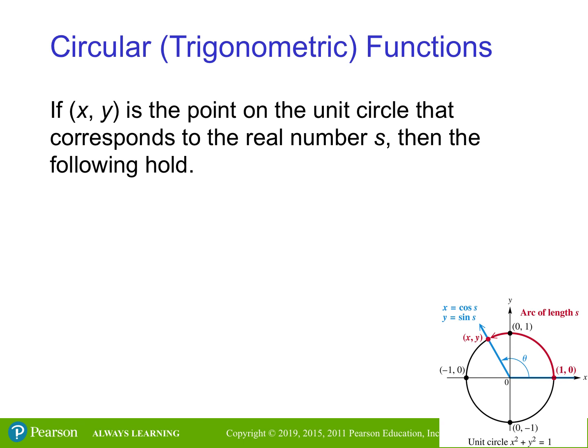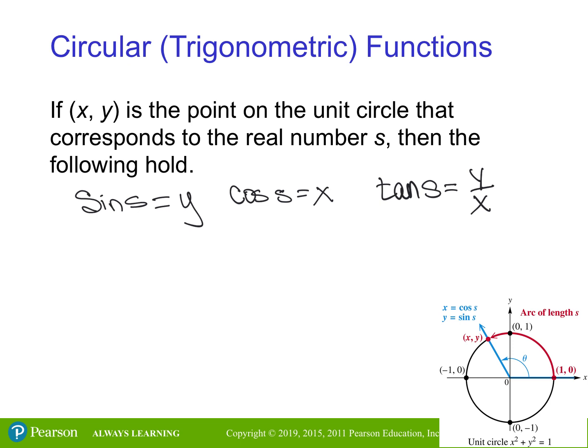So a few quick things to look at on our unit circle. We have 6 different trig functions that we can analyze, and our first one is going to be the sine of s. Sine s is going to equal y. The cosine of s is going to equal x, and the tangent of s is going to equal y divided by x, for values when x is not equal to 0.